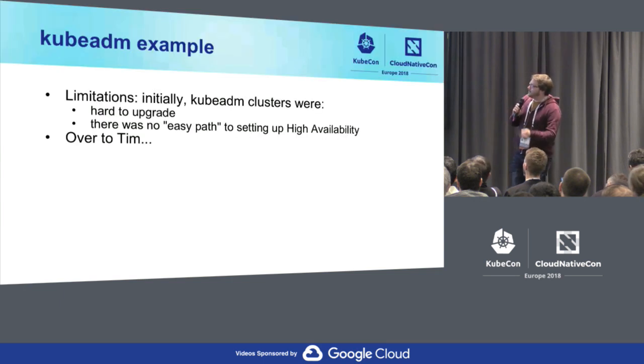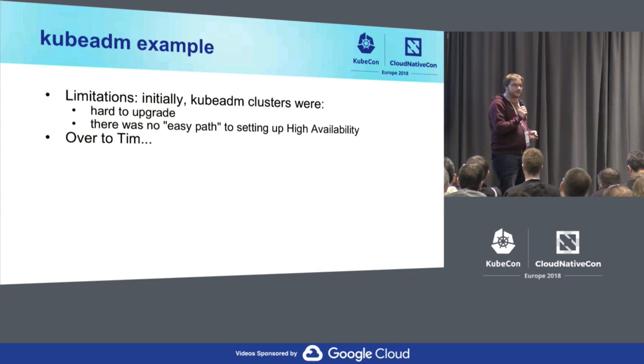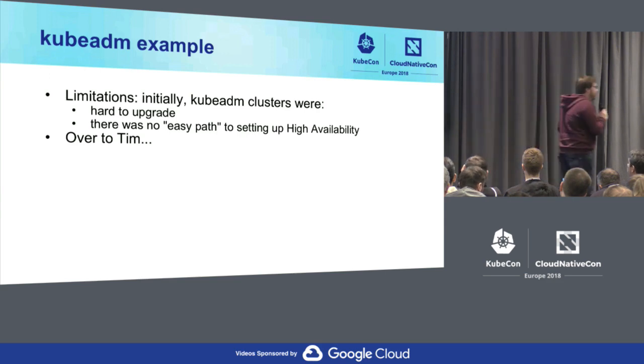However, these kubeadm clusters initially were hard to upgrade. When we got the first release out, we didn't yet have a documented way of upgrading them, and that kind of sucked. So that's something that we've since solved with better documentation. But there's also additional work going on to make that easier. The other thing that people really wanted was the ability to have multiple masters, and so to have high availability. So Tim's now going to talk about the work that's underway to solve those problems. Over to Tim.